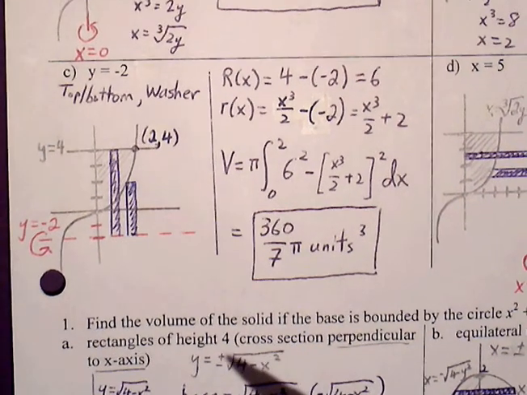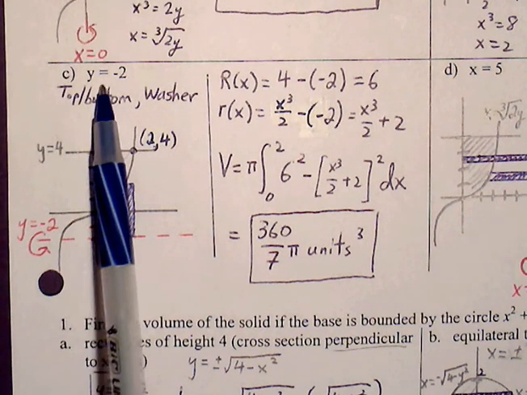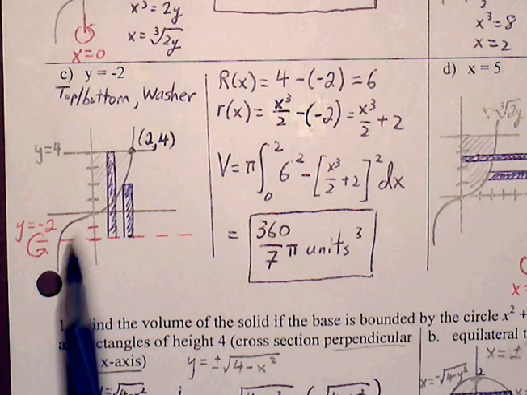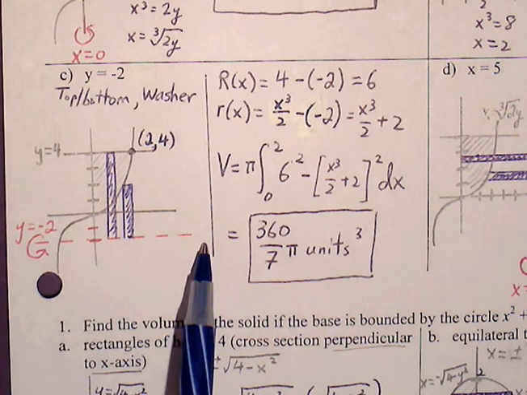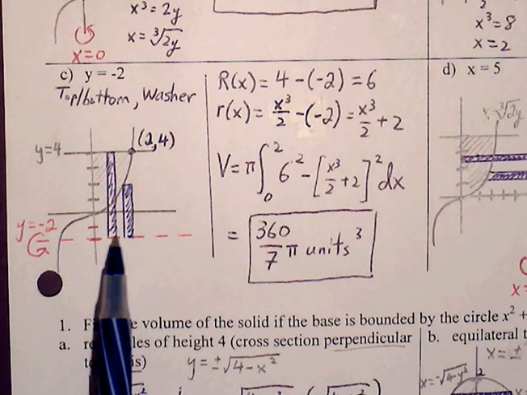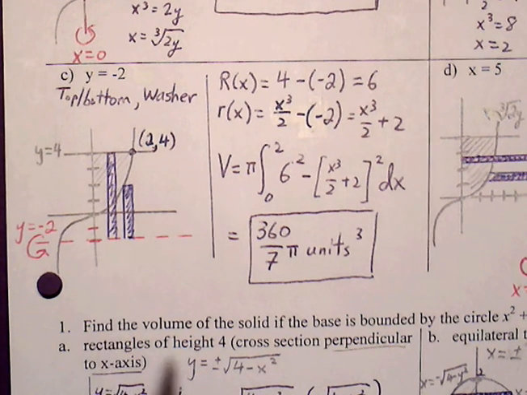Okay. Part C, again, the same shaded region. Now we're going to be revolving around the line y is equal to negative 2. So here's the shaded region. Here's y equals negative 2. And you see that there is a gap, not only a gap, but there's a hole between the axis and the shaded region. And because of that, we know we have to use washer method.